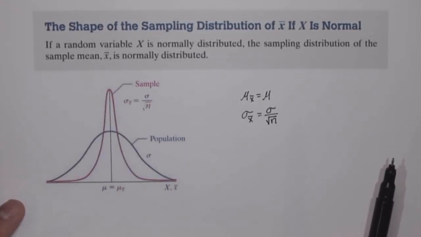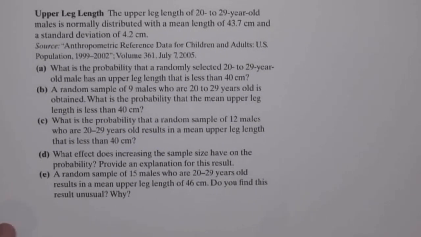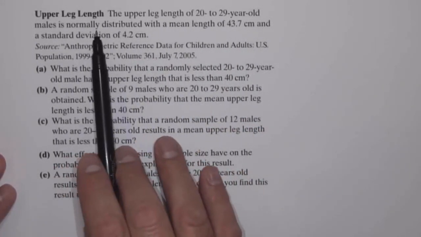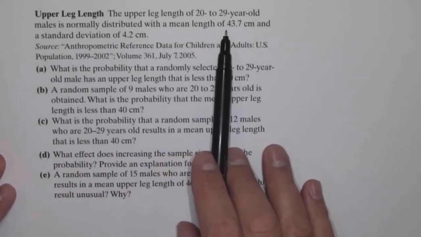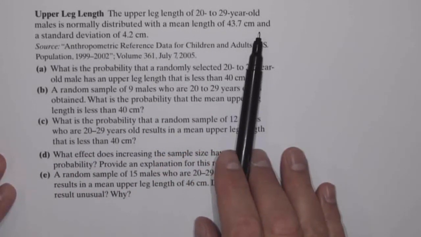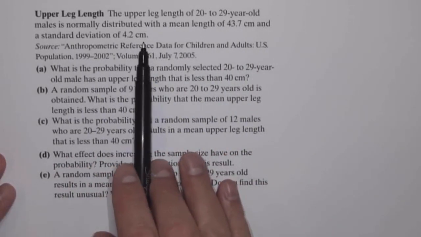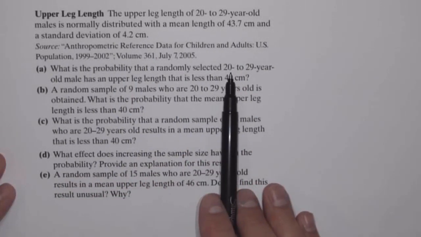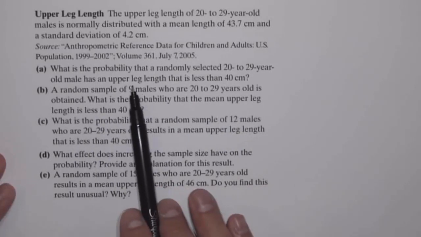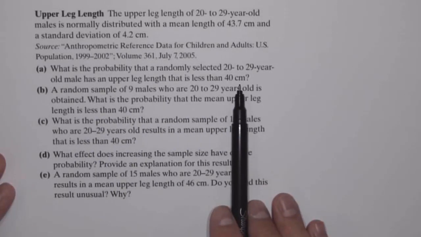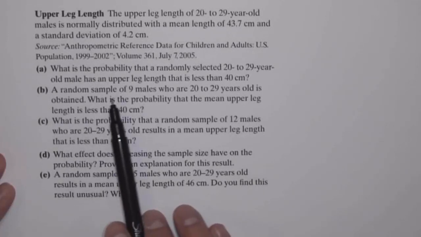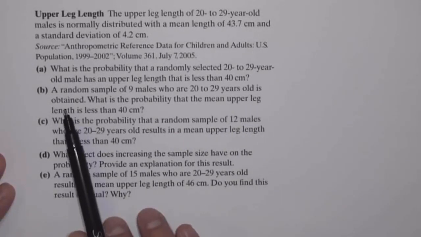So let's look at an example of this. The upper leg length of 20 to 29-year-old males is normally distributed with a mean length of 43.7 centimeters and a standard deviation of 4.2 centimeters. A. What is the probability that a randomly selected 20 to 29-year-old male has an upper leg length that is less than 40 centimeters? B. A random sample of 9 males who are 20 to 29 years old is obtained.